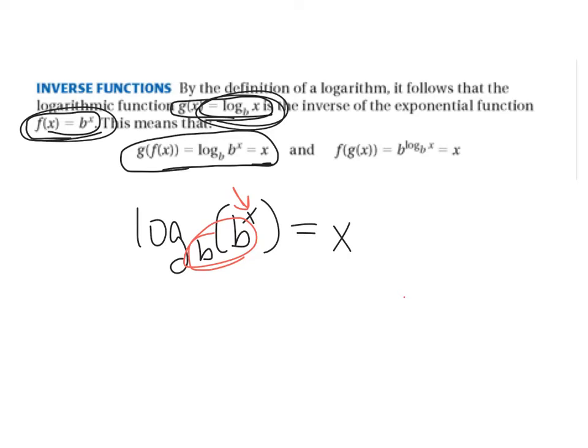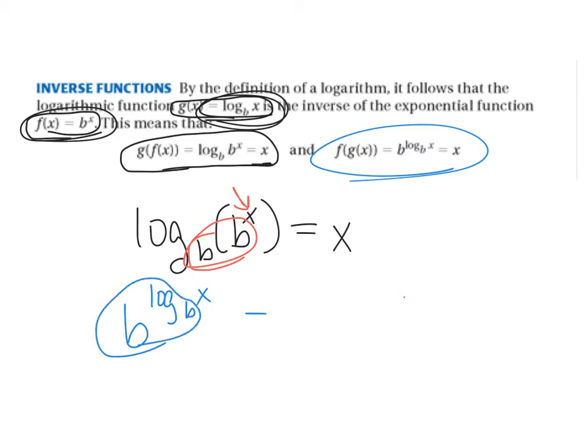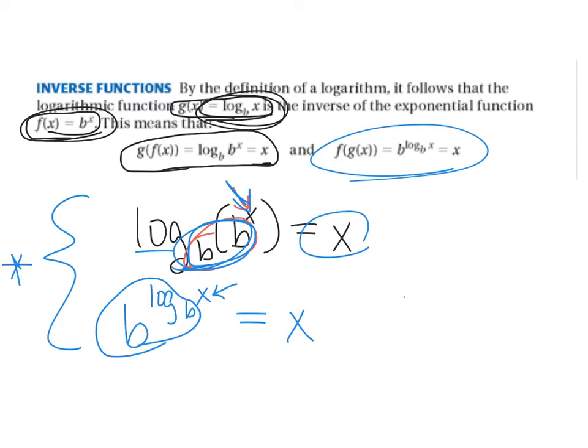And f evaluated at g. So f is b to the x, but instead of x, we write log base b of x. Well, when we take b raised to the log base b, my answer is x. Okay, this is something you have to learn. You have to know it. When you have log base b, b raised to something, when these match, my answer is x. When you're doing b raised to log base b, that's my answer.